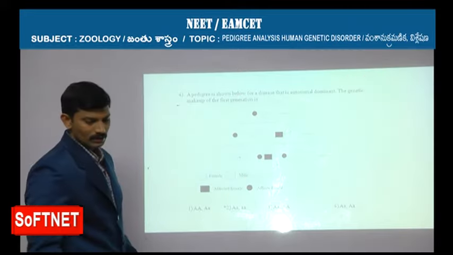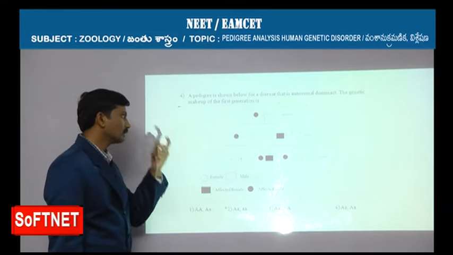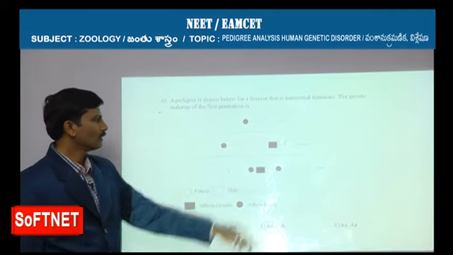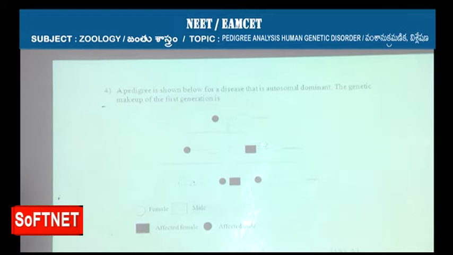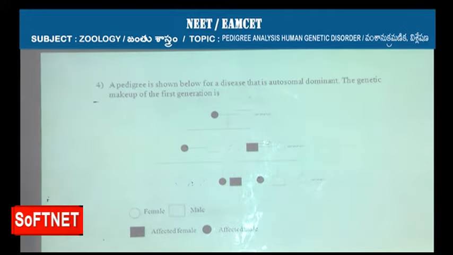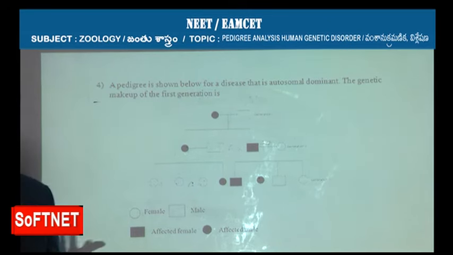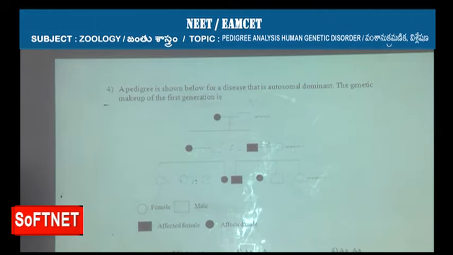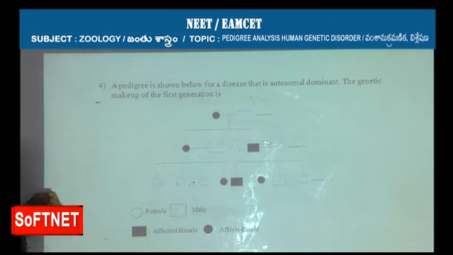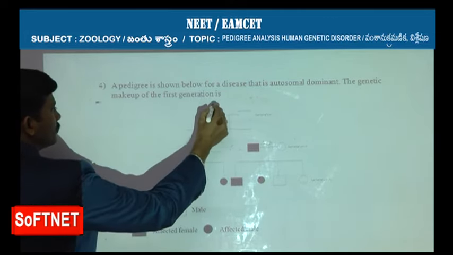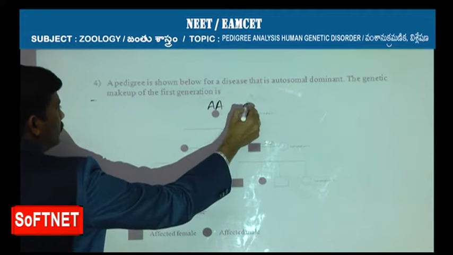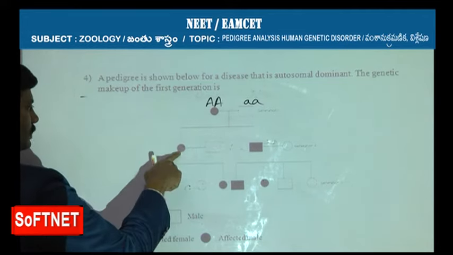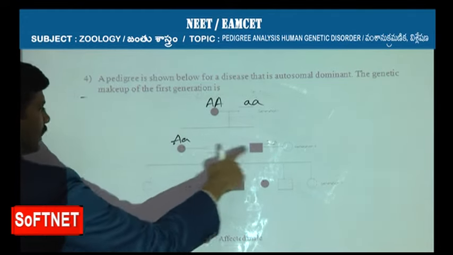It is given as an autosomal dominant, and the genetic makeup of the first generation is asked. And so here one of the parents is affected, and all the progeny irrespective of the sex are affected. And so what kind of disorder is it, if all the progeny are affected irrespective of the sex and one of the parents is affected? Autosomal dominant, present in the homozygous condition. So homozygous condition it is present. So if you are considering it autosomal dominant, the disorder one should be homozygous, and the other one should be in recessive condition, or the normal one.